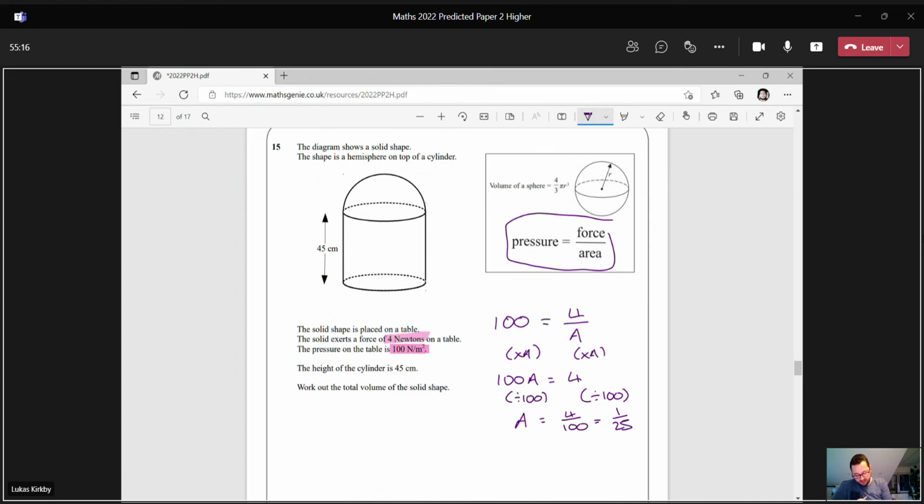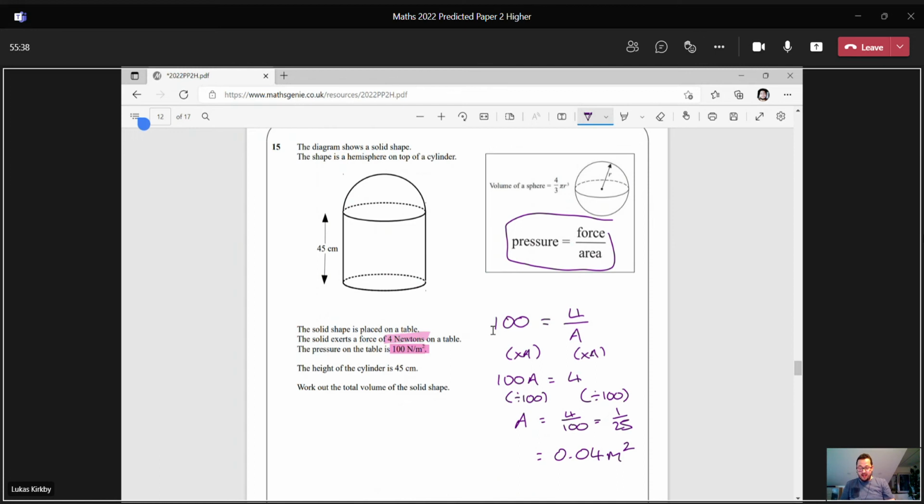Okay, and yeah, why don't we write that as a fraction? So 1 divided by 25 is just going to be 0.04, and we are in meters squared.